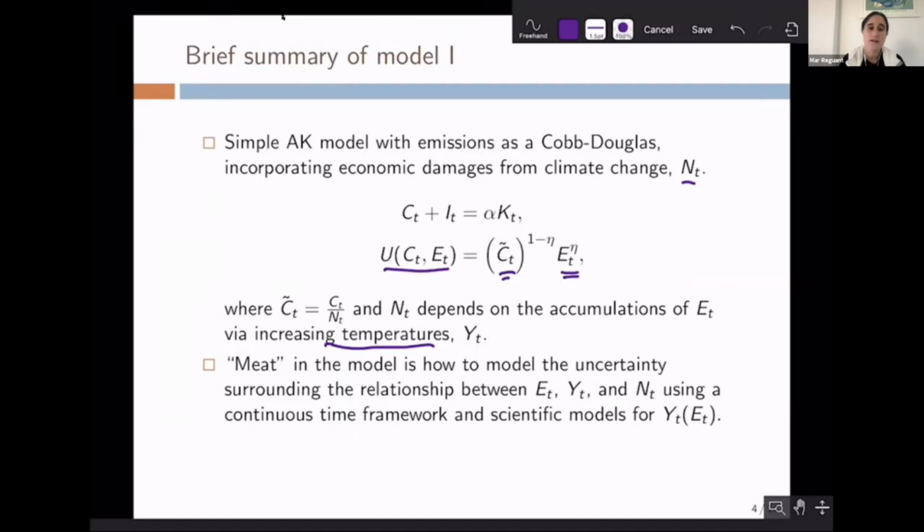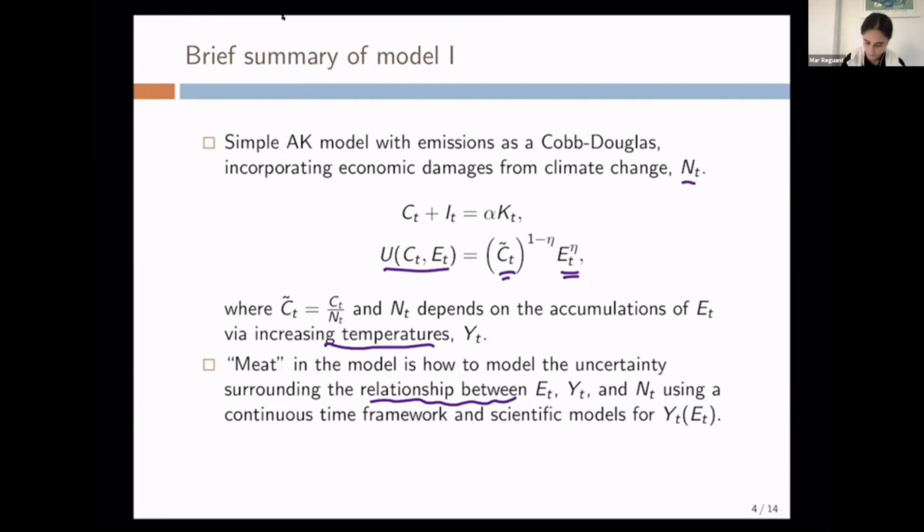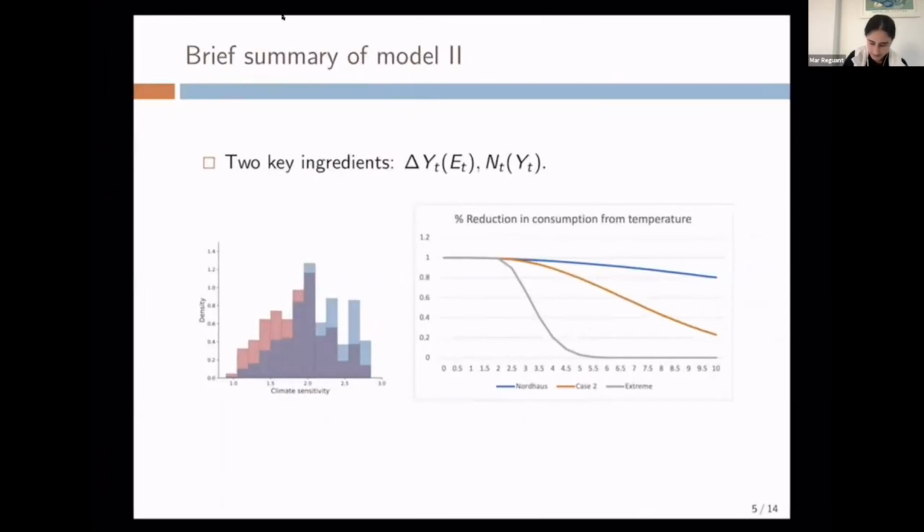So the meat in the model is how to model the uncertainty surrounding these relationships that put the economic damages into play. So how emissions will turn into temperature increases, and how then these temperature increases will hinder our ability to thrive. And to inform those models, these stochastic objects, they will use scientific evidence as well as some off-the-shelf economic scenarios, as Michael was explaining. So these are the two key ingredients.